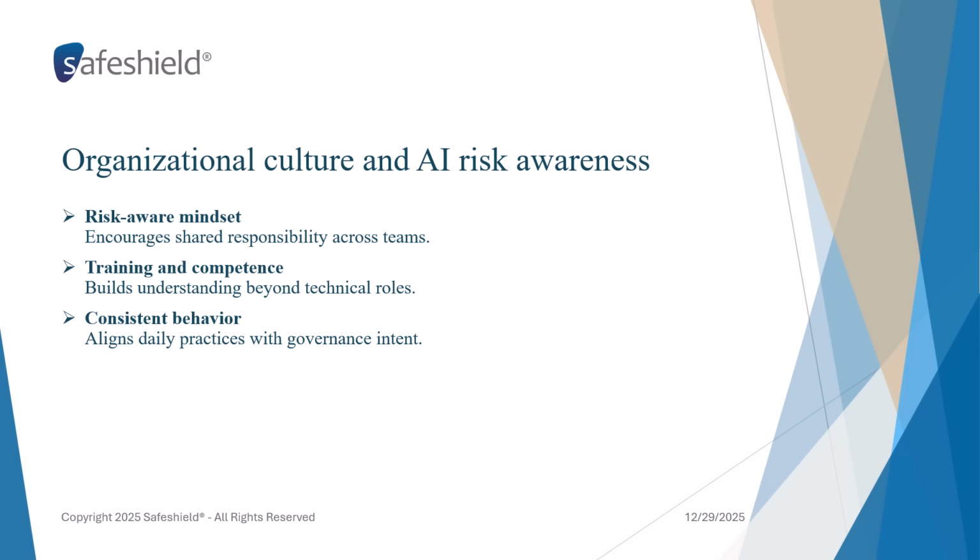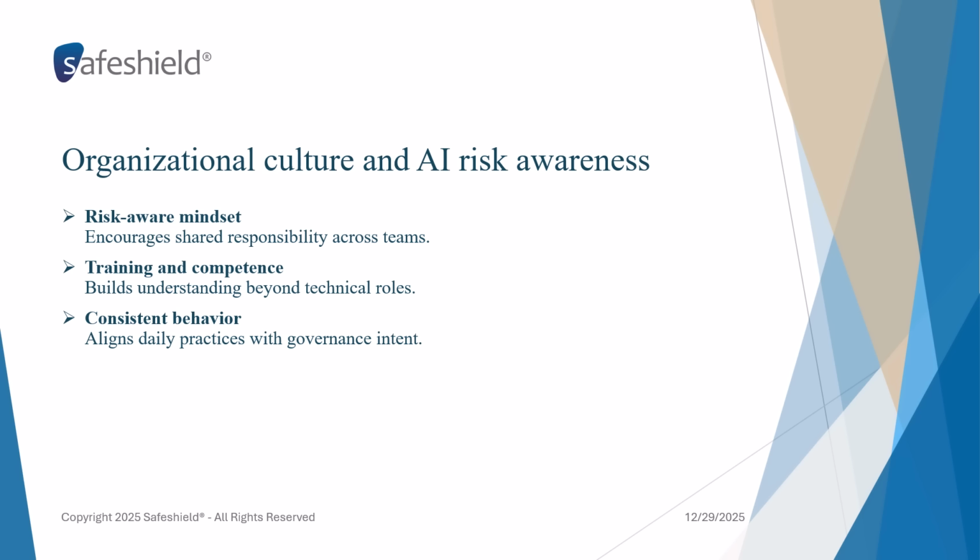Organizational culture plays a decisive role in the effectiveness of AI risk management. The NIST AI risk management framework recognizes that policies, controls, and technical safeguards are insufficient if they are not supported by awareness, competence, and shared responsibility across the organization. Culture influences how risks are identified, discussed, escalated, and addressed in daily practice.